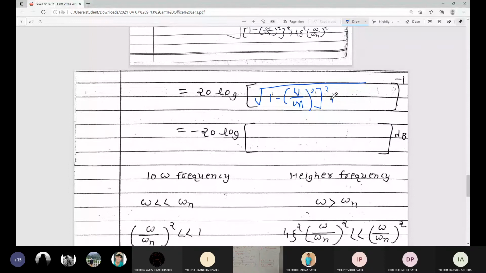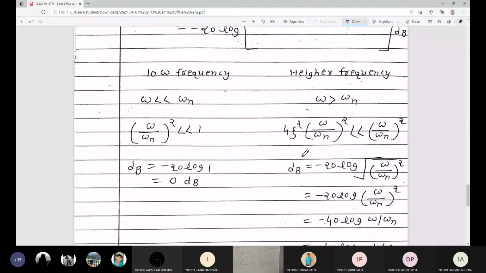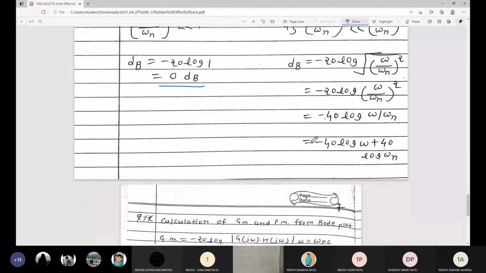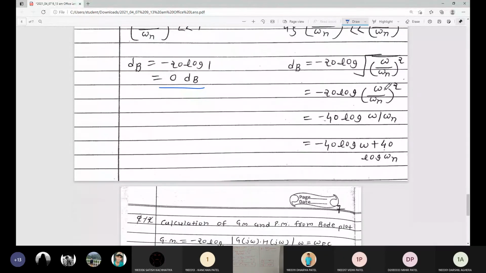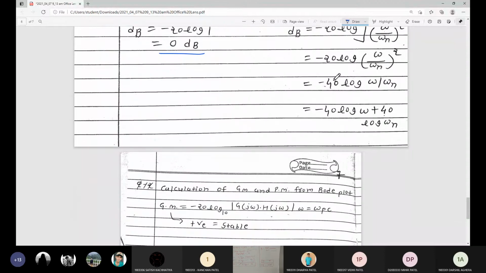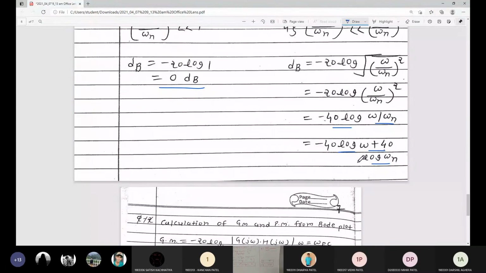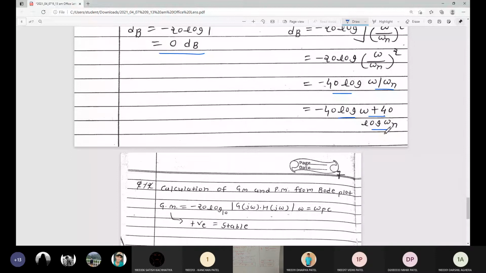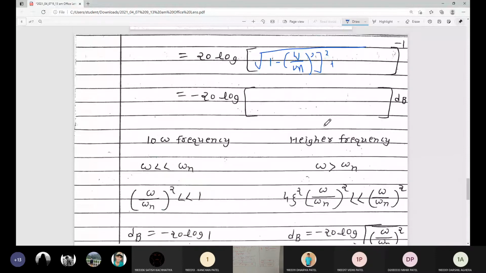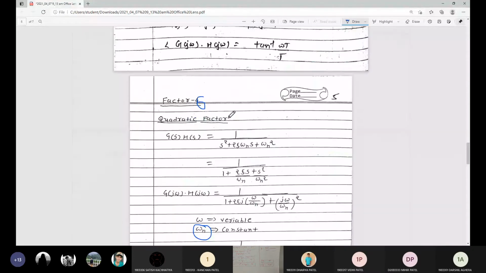For the answer we got here, again there will be a lower frequency and a higher frequency. For the lower frequency it is again 0 dB, and for the higher frequency now there are two terms. If we expand it, it will be minus 20 log omega by omega n. So for the quadratic factor we will have minus 40 dB log omega and log omega n. The same analysis you can carry out for the quadratic factor, and for poles, you can do it for zeros also.